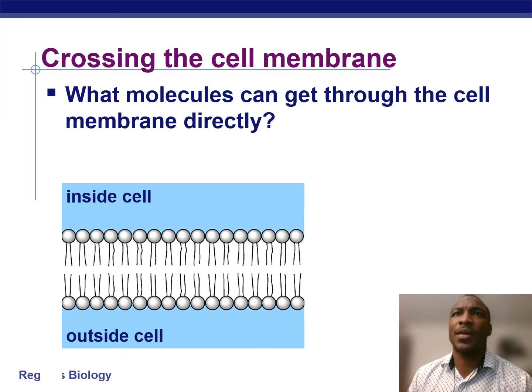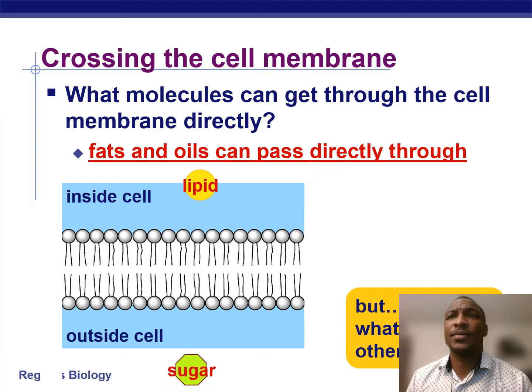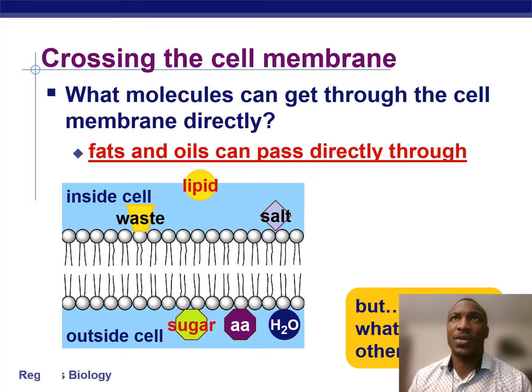So crossing the cell membrane. What molecule can get through the cell membrane directly? So out of those we just said, what can go right through a phospholipid bilayer? Well, fats and oils can pass through directly because the cell membrane is mainly made out of fat and oil. What else? Sugar's too big, can't go through. Ammonia's too big, can't get through. Amino acids, sorry, protein. Water definitely can't get through because it's a polar molecule versus non-polar. Salt can't get through because it's ionized. Salt has a charge. And definitely waste, because waste is very large as well. So that doesn't work.